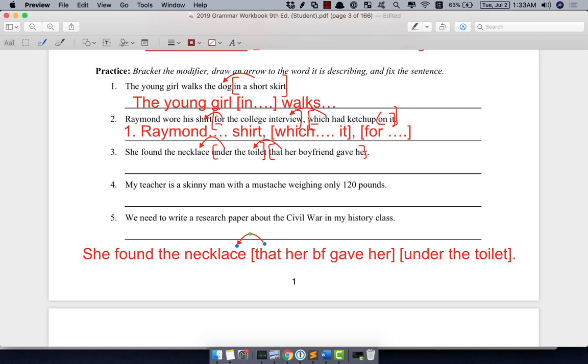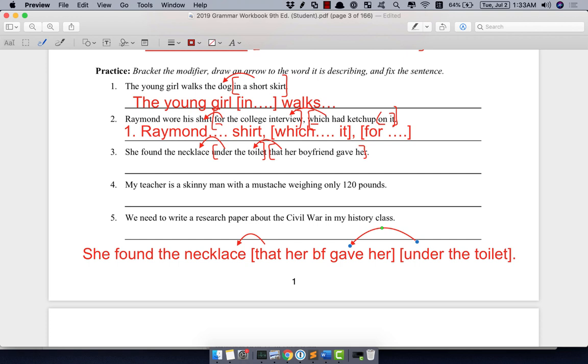So under the toilet here, what does that describe? If you say her, then you are wrong. Why? Because her is not a noun. Her is a pronoun. Okay, so does it describe her? And so does it describe what's next? Describes gave. Okay, so this under the toilet describes gave. If you have gave, then you are correct.